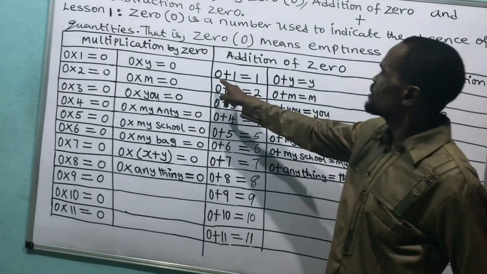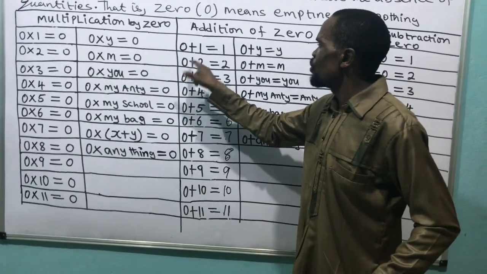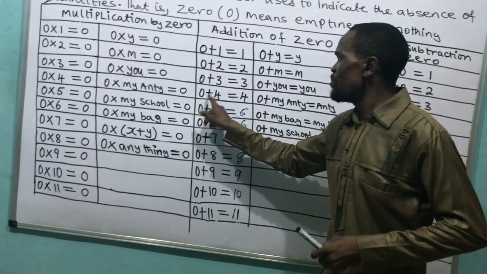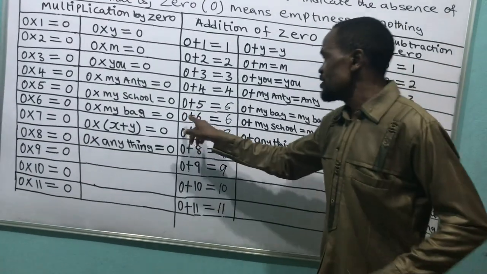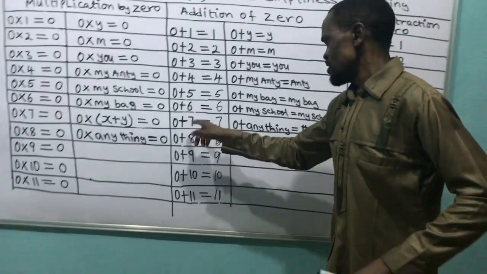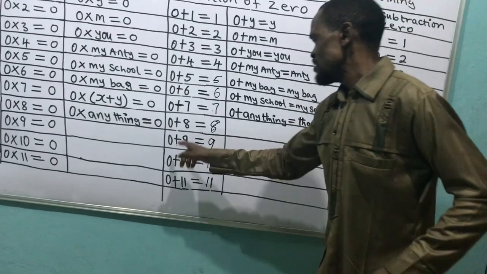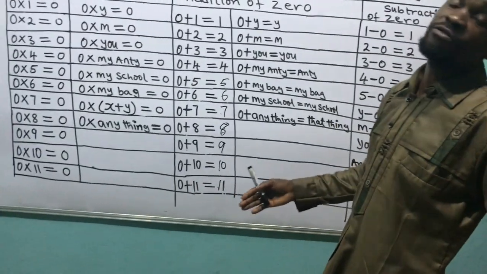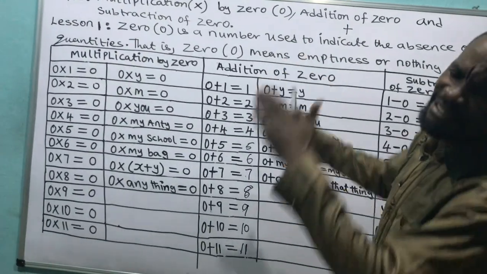Are you understanding that? So when we say zero plus one, it means zero making a friend with one. The answer is one. Zero making a friend with two, the answer is two. Zero with three, the answer is three. Zero with four, the answer is four. Five, five. Six, six. Seven, seven. Eight, eight. Nine, nine. 10, 10. 11, 11. In conclusion, anything zero makes a friend with, the answer is that thing.